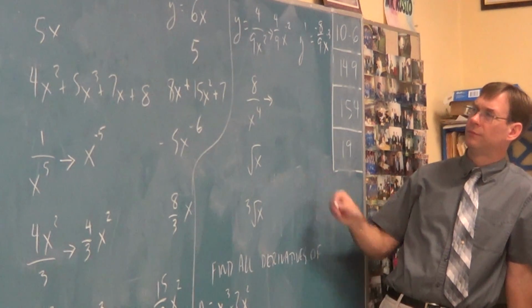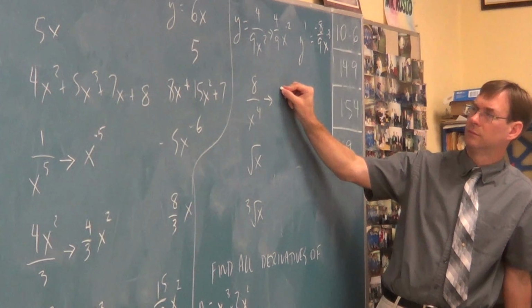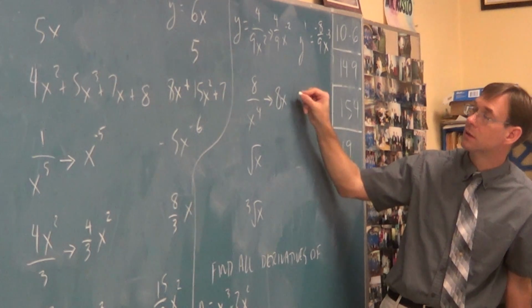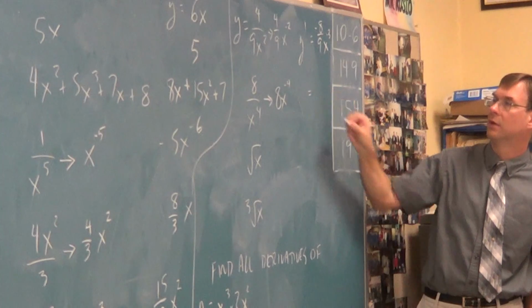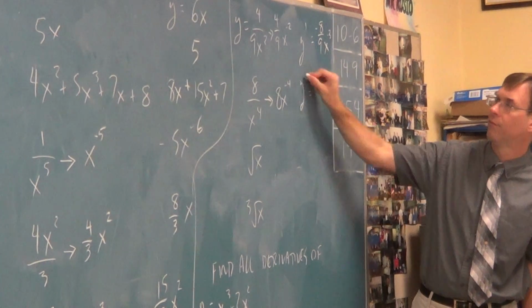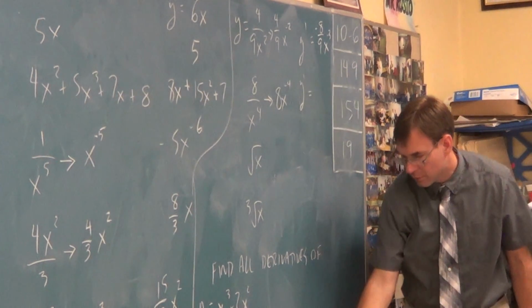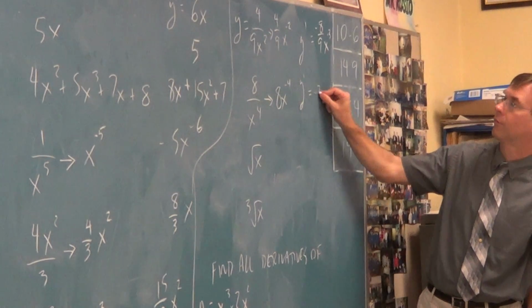Rewrite. Just 8 times x over 8x to the negative 4. Negative 4. Derivative: negative 32 x to the negative 3. Okay.